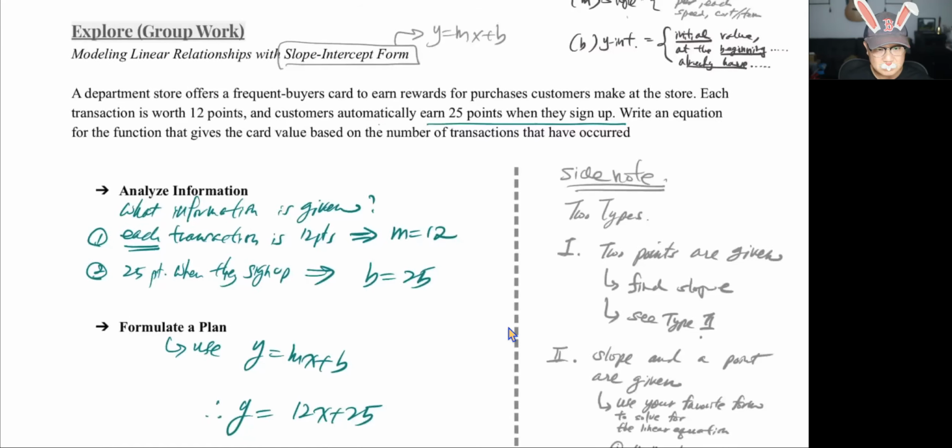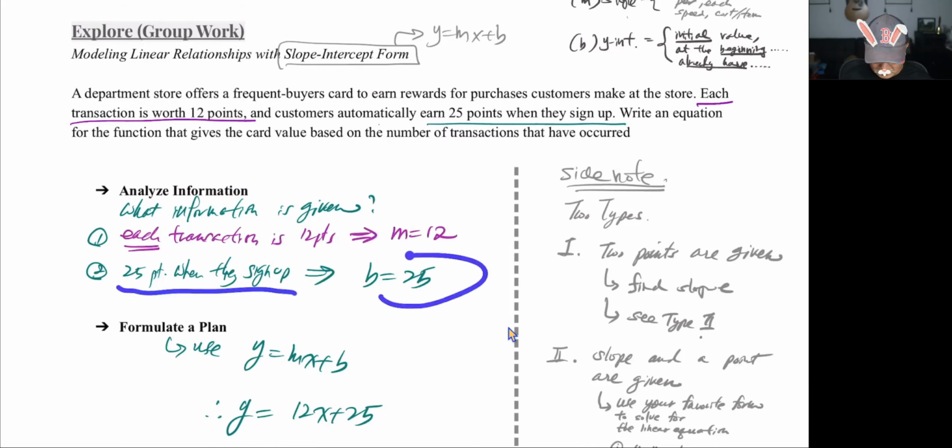What's the given information, guys? The keyword, each transaction. Where is this? Okay, there you go. Each transaction is worth 12 points, right? When you see that, right here, guys, you're going to say m is equal to 12. Oopsie. There you go. Let's see if I can do a better job. Each transaction is worth 12 points. That you immediately say m is equal to 12. The phrase 25 points when they sign up, the b is equal to 25.